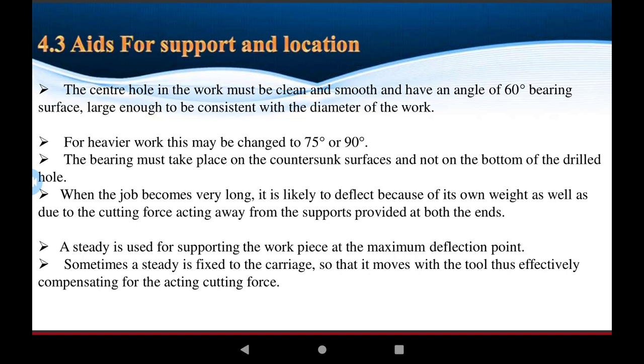Sometimes the carriage is also fixed and given the feed rate for rotation, according to the feed rate and direction of the tool's working. The carriage also moves with the tool effectively, compensating for the acting cutting forces required for the tool, and the work is performed by the tool as the carriage also moves. Okay, some of the points of the lathe machine: the very purpose of the machine is a high production rate.